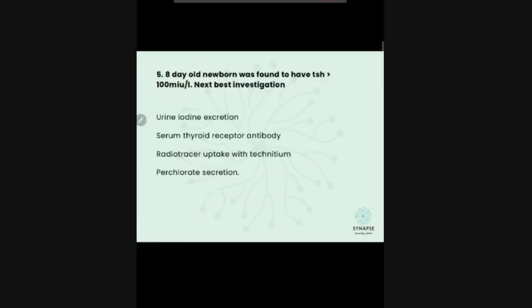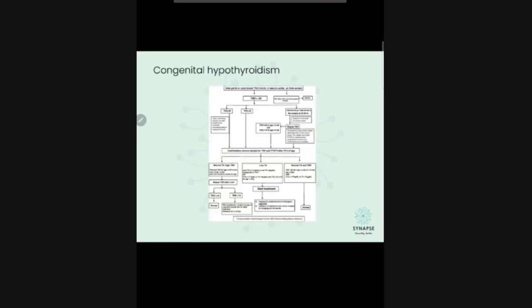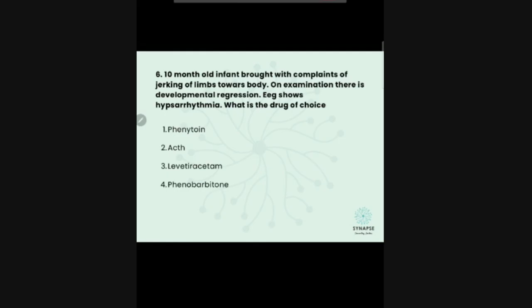Okay, in this question, what is the next best investigation? They have asked radioisotope study, so we'll be marking radioisotope study here. Okay, next. So far we have discussed in depth about congenital hypothyroidism.